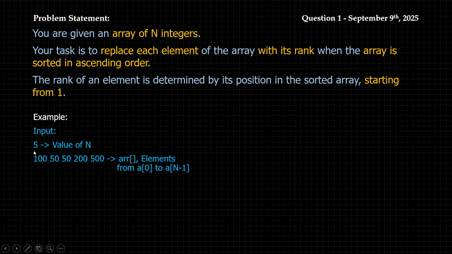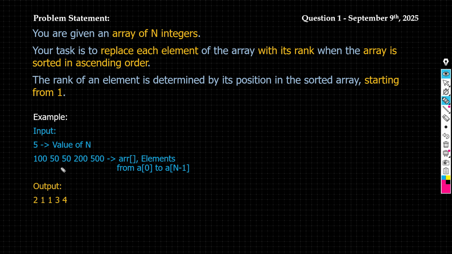So the example is the first input is 5, the length of the array, and second, the space separated values of the particular array from 0th index to the n-1th index. Okay, and the output should be 2, 1, 1, 3, 4. Let's see how. So we have given an array that is 100, 50, again 50, then 200 and 500.